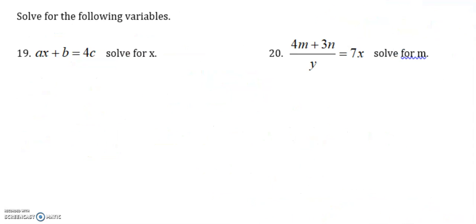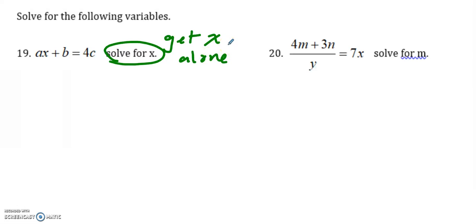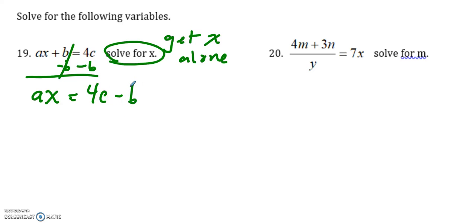All right, last types of problems, the literal equations, where we are solving for a variable and getting everything else to the other side. So number 19, my goal is to solve for x, or to get x alone. If we look at 19, we have a and b on the same side of x. B is the least attached, so I'm going to get rid of that first. So I'd have ax equals 4c minus b.